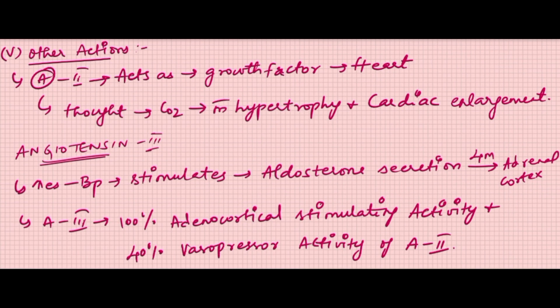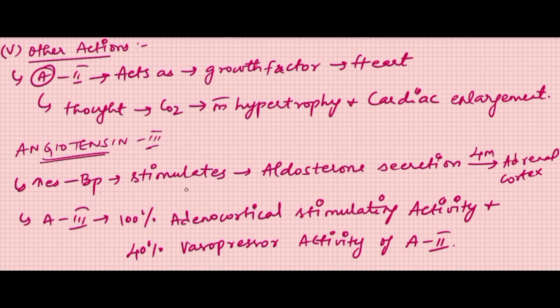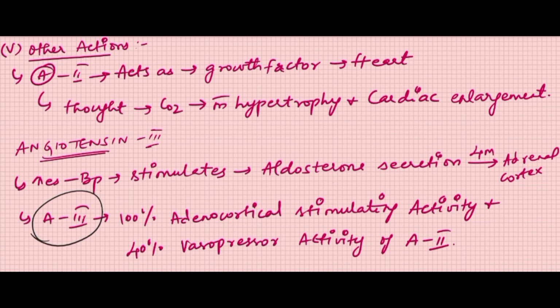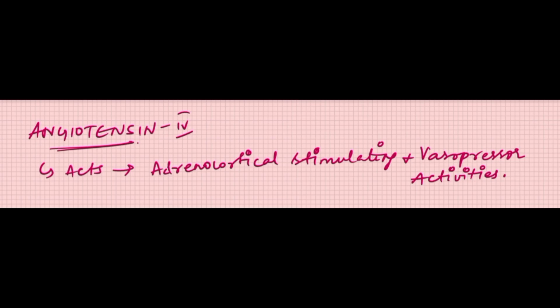Other actions. Angiotensin 2 acts as a growth factor in the heart, and it is thought to cause muscular hypertrophy and cardiac enlargement. Angiotensin 3 increases the BP and stimulates the aldosterone secretion from the adrenal cortex. Angiotensin 3 has 100% adrenocortical stimulating activity and 40% of the vasopressor activity of angiotensin 2. Angiotensin 4 acts as an adrenocortical stimulating hormone and has vasopressor activity.